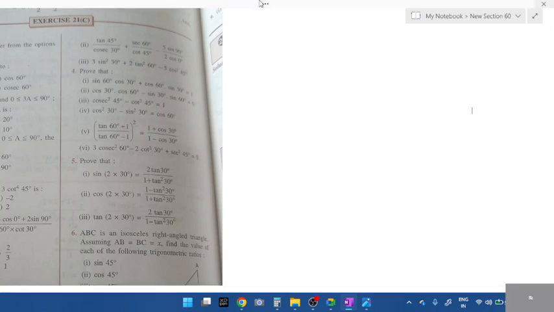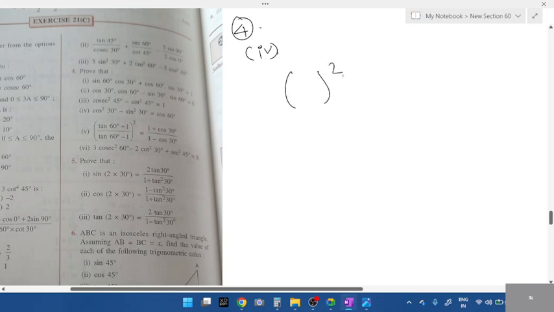Look at the fourth main, students. I'll solve the fourth main, fourth question. Cos square 30 is given. What is cos square 30? Root 3 by 2, minus sine square 30. How much is sine square 30? 1 by 2 the whole square.